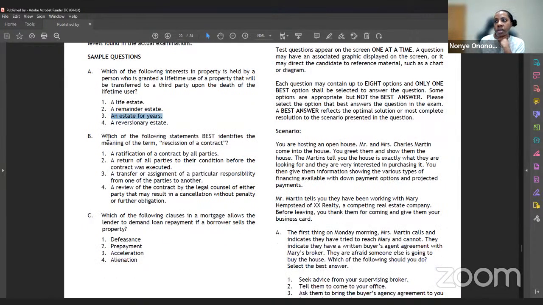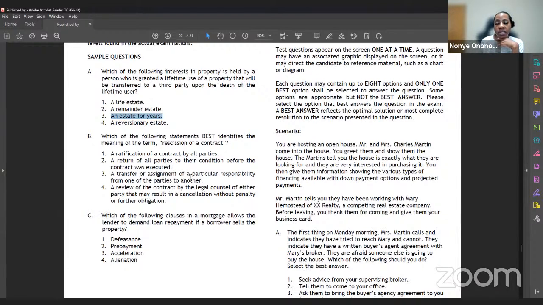Second one here is, which of the following statements best identifies the meaning of the term rescission of a contract? Rescission, think about going backwards. Rescission of a contract, we're going back on our initial agreement. First one says a ratification of the contract by all parties. Second, a return of all parties to their condition before the contract was executed. That kind of sounds like the right answer.